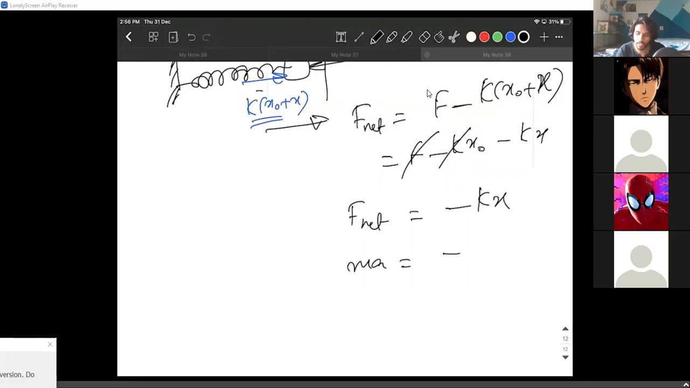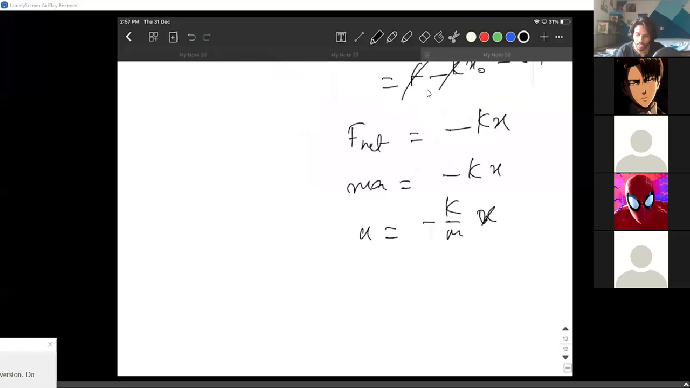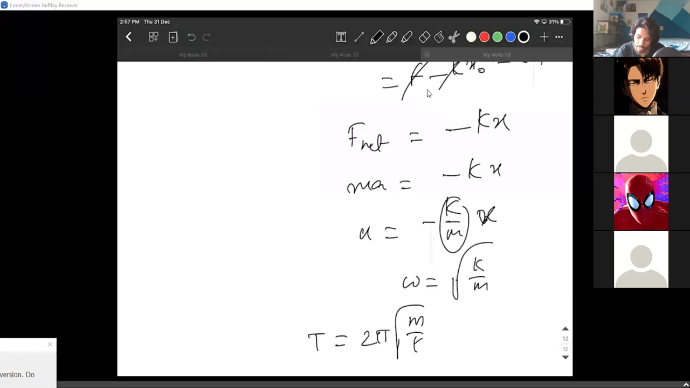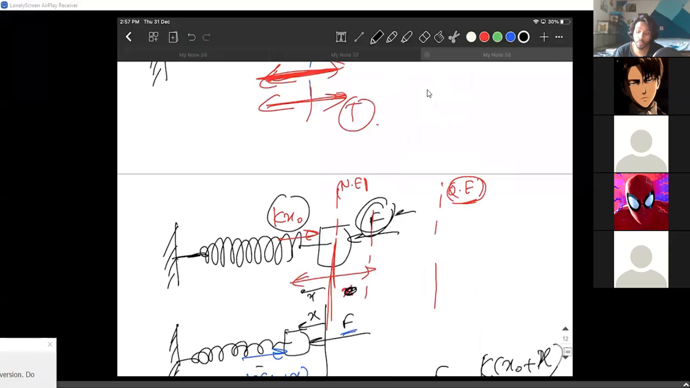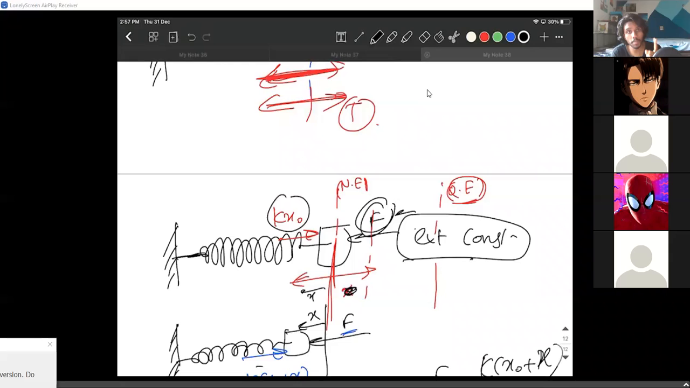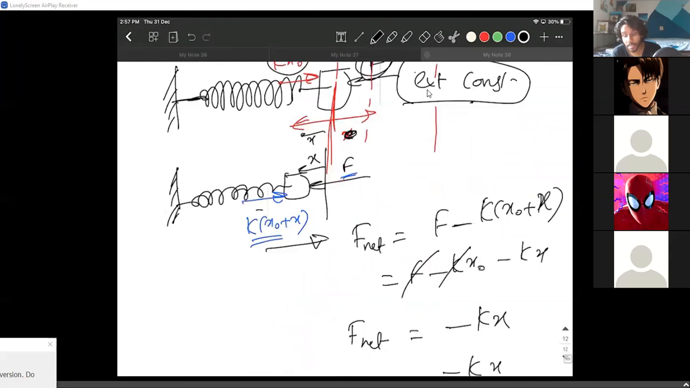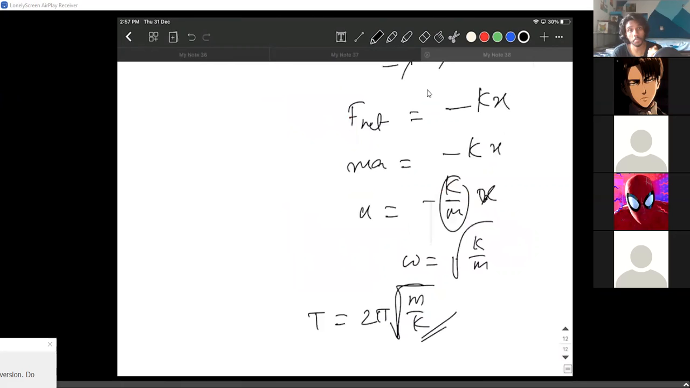Mass into acceleration equals minus kx. Acceleration equals minus k by m into x. So the omega is still the same, so the time period is still the same: 2 pi root over m by k. Nothing has changed. This is the beauty. In a spring block system, when an external constant force is acting on the system, the equilibrium position has definitely changed, but the time period of a spring block system does not change. That is the beauty of it.